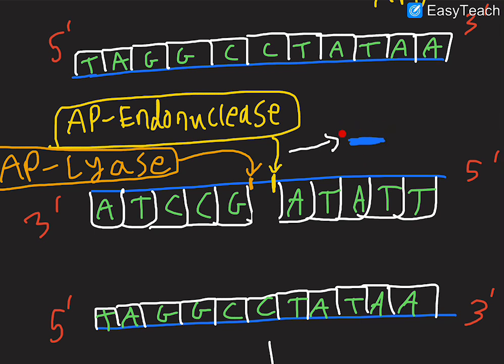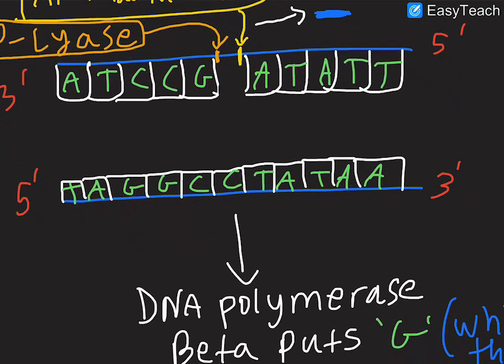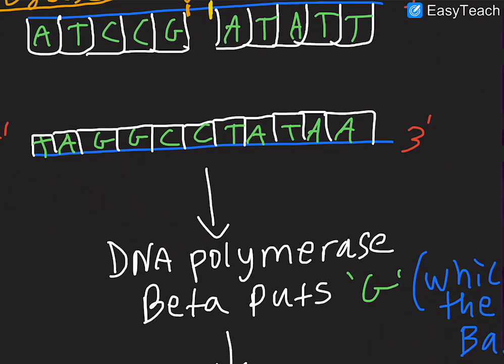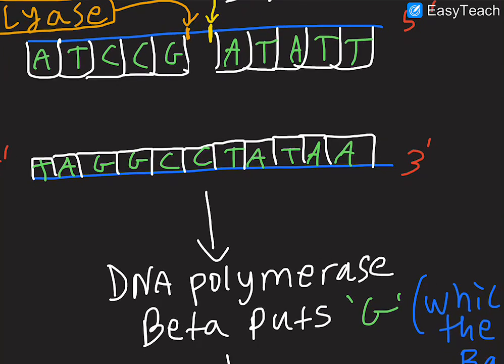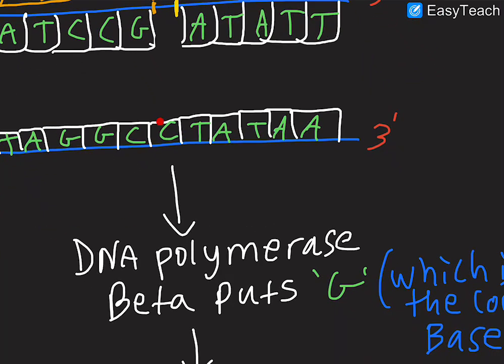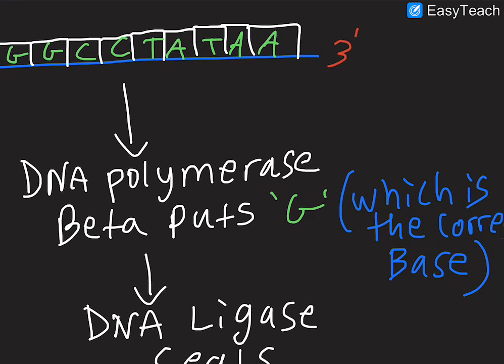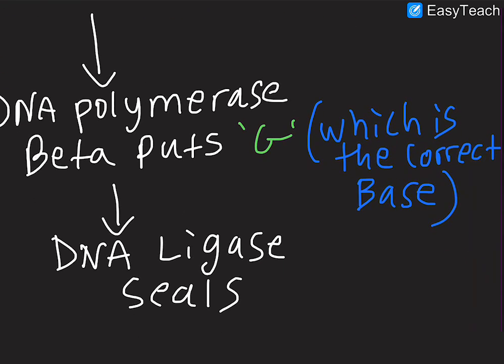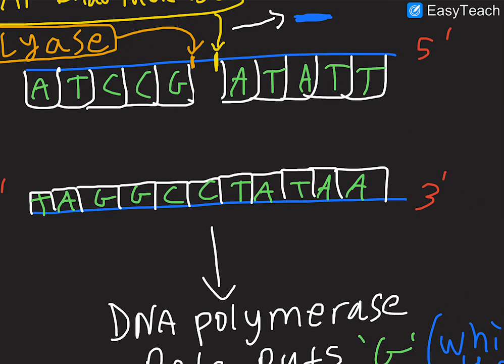the sugar phosphate being taken out. Afterwards, DNA polymerase beta will come in and put the correct nucleotide in. So this is cytosine, so then we have to have a guanine here. DNA polymerase beta will come in and put a guanine, which is the correct base. And then DNA ligase can come and seal any gaps after that. Okay, so that's literally base excision repair.